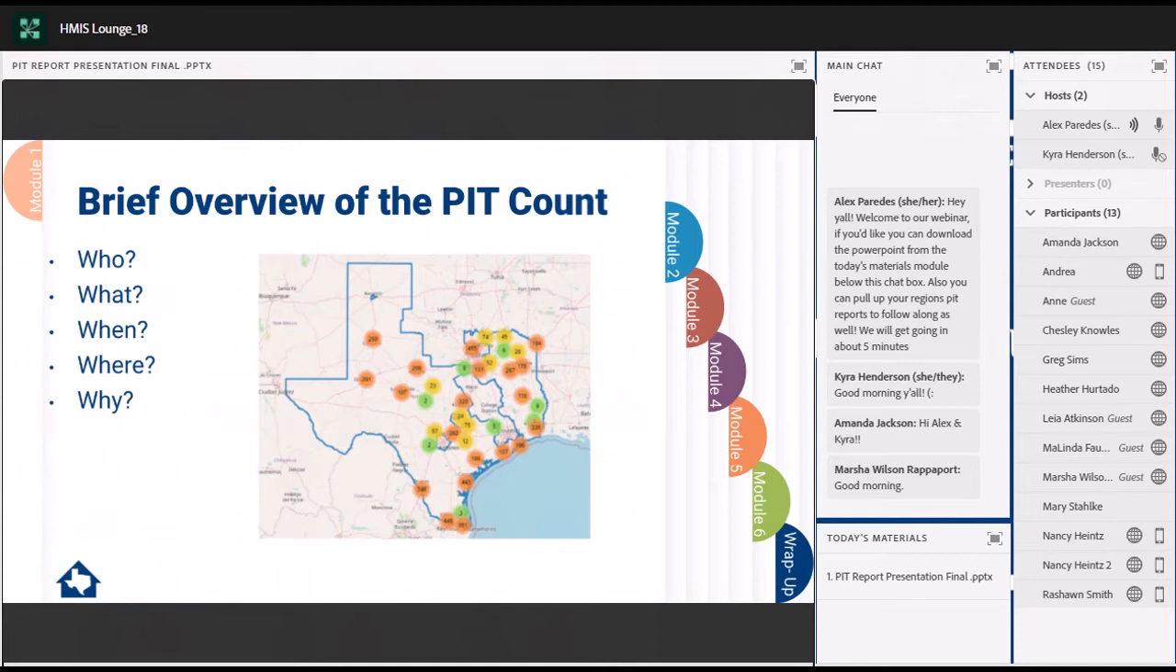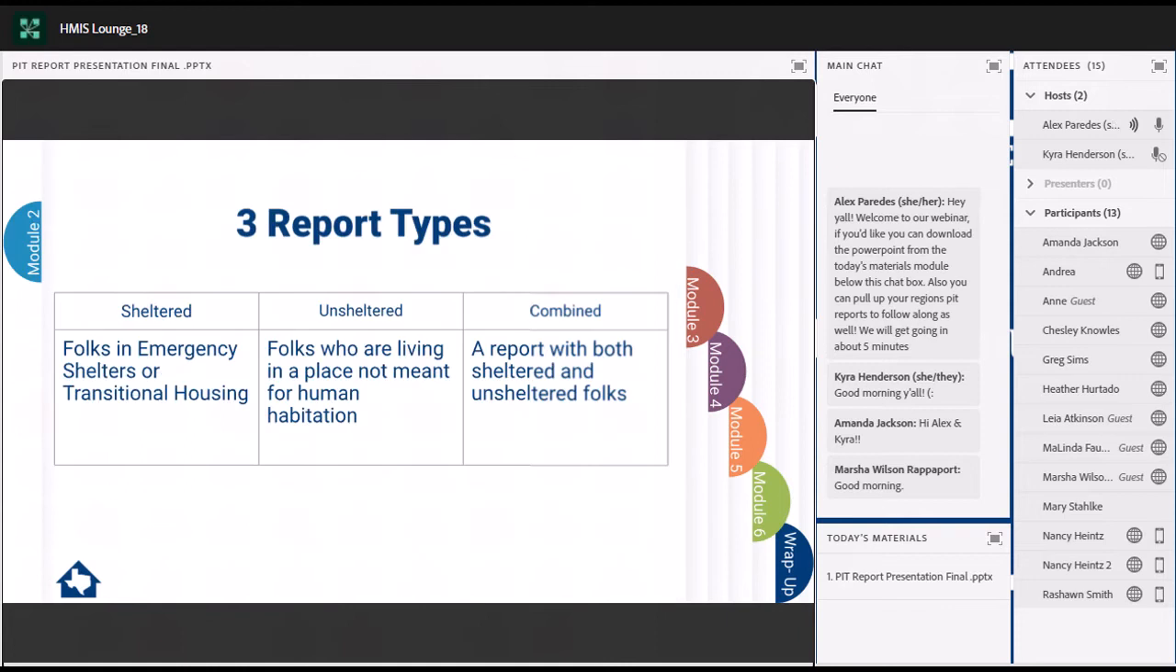So we want to account for the services that our communities provide and understand how homelessness changes across numerous variables. All right, so before we go into our report types, I want to mention that some of you might have received only a sheltered report or only an unsheltered report and no combined report. So this is because there were only respondents from one of those particular categories within your geography.